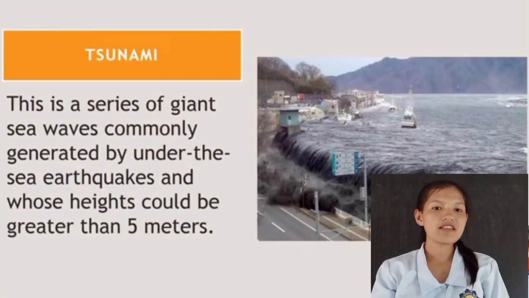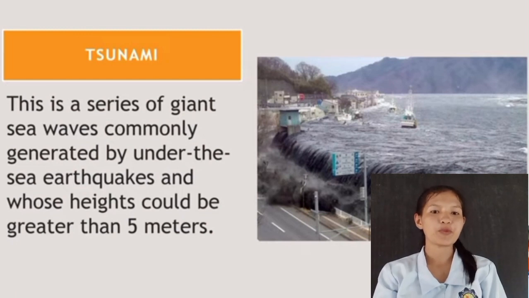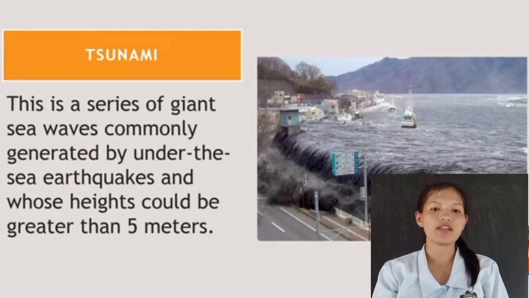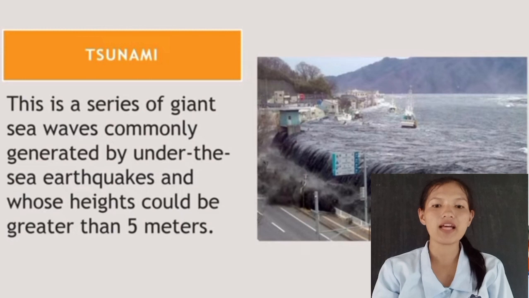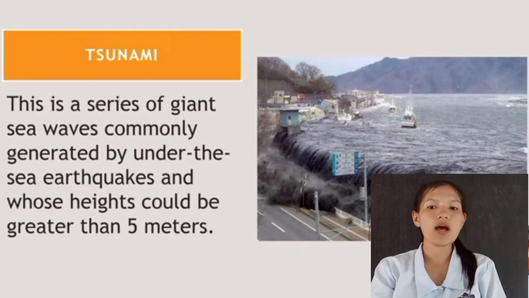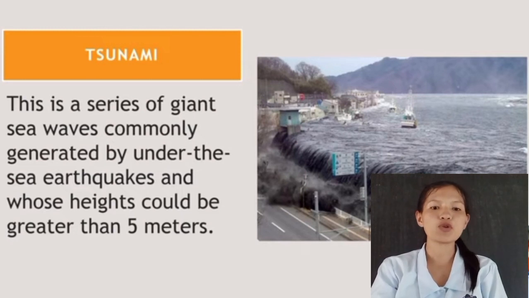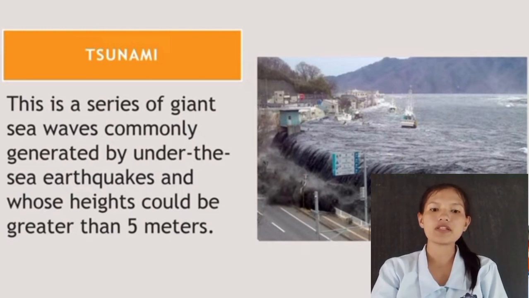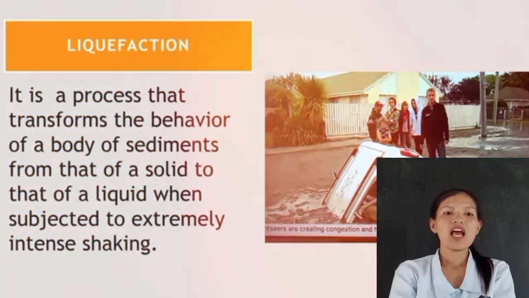Tsunami. This is a series of giant sea waves, commonly generated by an under-the-sea earthquake. Totally, this is the result of having an earthquake under the ocean. Tendency, ang mga katubigan, tubig-tubig na to sa dagat at mga karagatan, umaangat siya at nagkakaroon ng malalaking alon. This is very dangerous also to human beings. And you can see in the picture, this was extracted during the Japanese earthquake and totally a disaster for Japan itself.